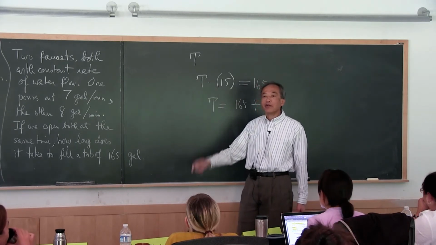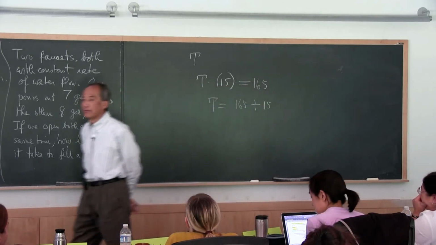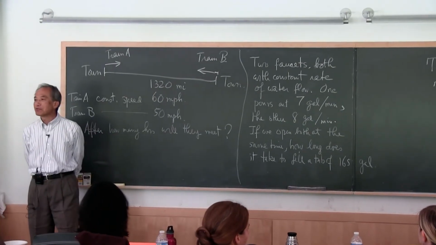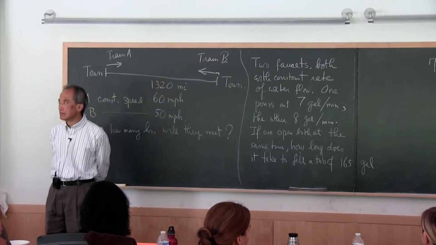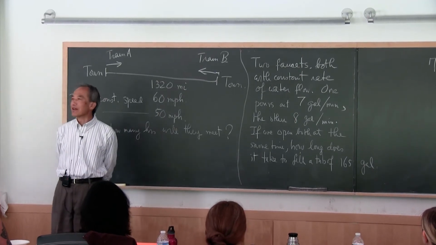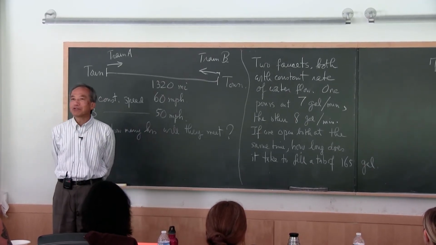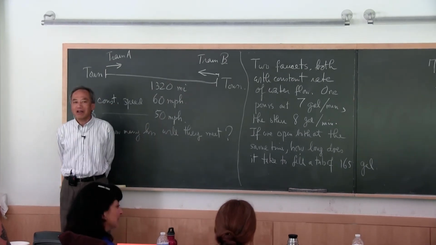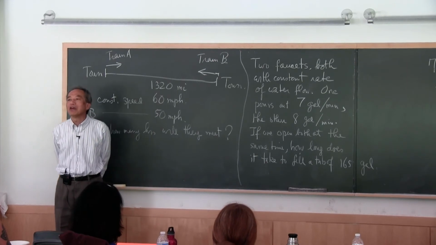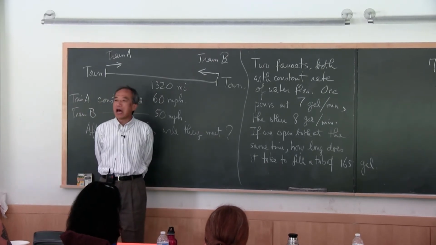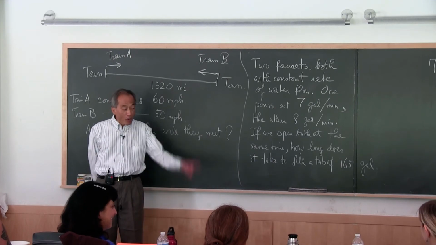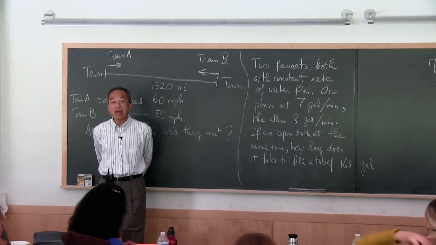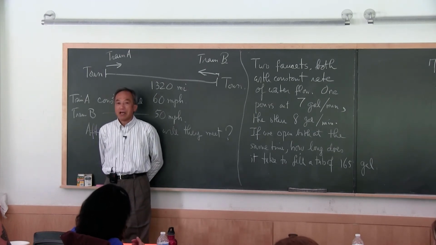Or now, two people mow a lawn together. One can mow 7 square feet per... What's realistic? 7 square yards, maybe 7 square yards per minute. How's that? And the other, you're not working hard enough, Maureen. The other can mow 8 square yards per minute.